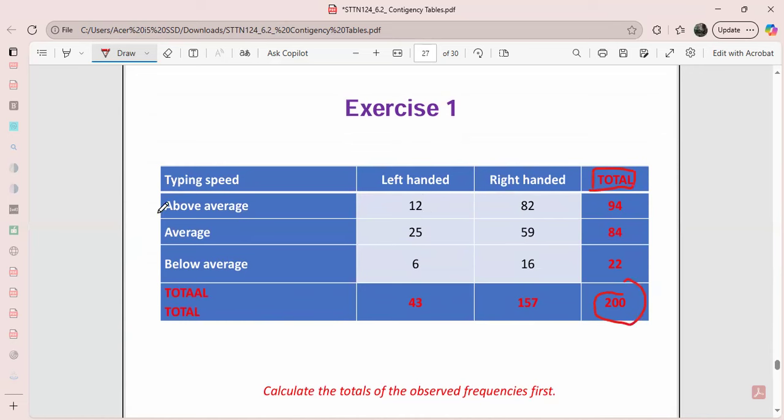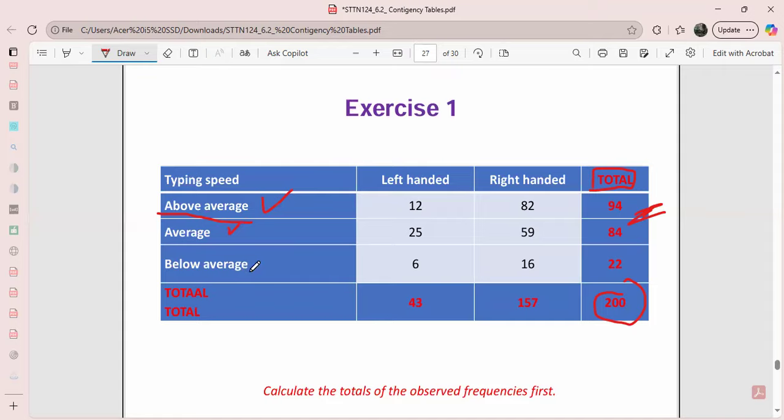So we start with this one, the one of above average, ne? Now we're going to multiply by 94. It's going to be like column total is 43 here multiplied by 94 divided by 200. You get the answer. We're done. Now we go to which one? We go to 157 multiplied by 94. We divide by 200. You are done. Now we are done with the above average. We move to the average. We do the same thing. 43 multiplied by 84 divided by 200. You are done. 157 multiplied by 84 divided by 200. You are done. We are done with this.